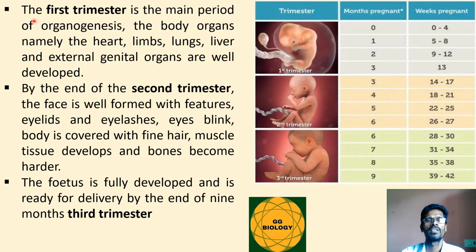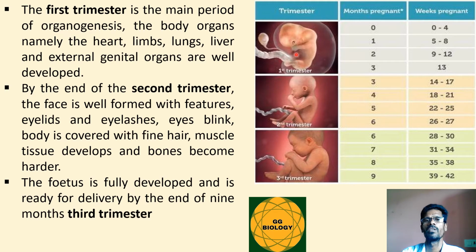Here the first trimester is known as the main period of organogenesis. Mainly all the organs develop by this 3-month stage. So that is very important among all the trimesters, namely the first trimester. Here there is a picture shown.